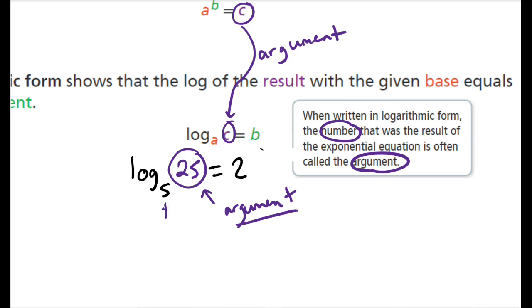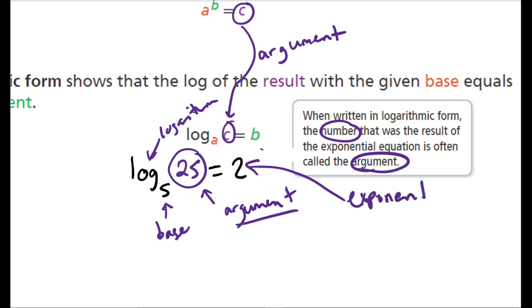So we know that this is the base, right? So that's a base. This is the logarithm. So we have logarithm, base, argument, and what's this again? Well, we said that that was the exponent. Remember, the logarithm retrieves the exponent. So each number in here has a vocab term associated with it.